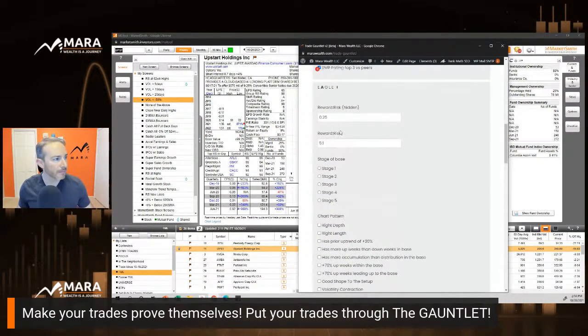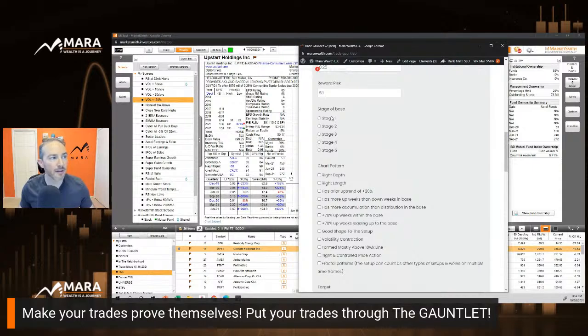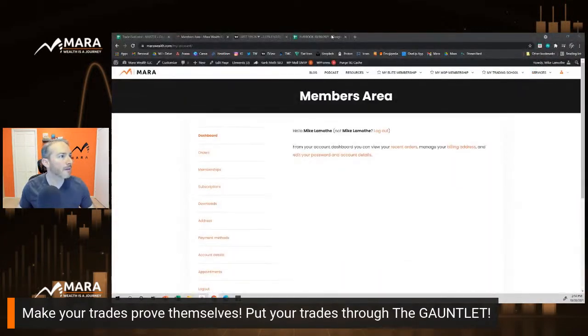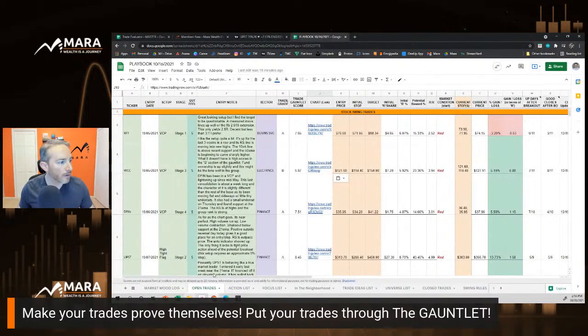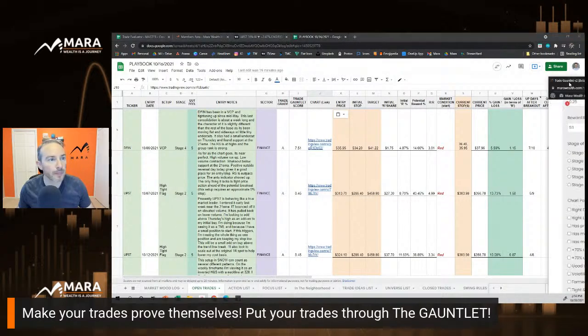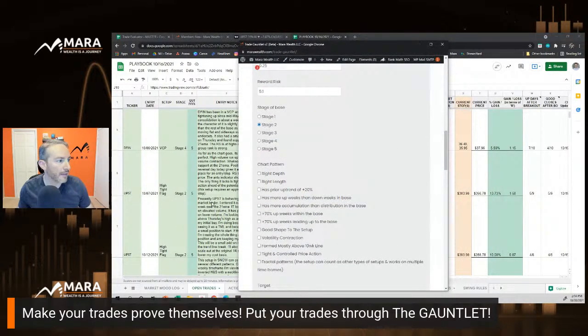Then we come through here, and now it's time to look at the stage of the base. Since I'm holding this, let me see what it was over here. So I actually entered this twice. Yeah, the first one was down at 313. That actually started to tell you about the second add-on, which was this one over here, the 324. So this was a stage 2 high tight flag. So check off that stage 2.